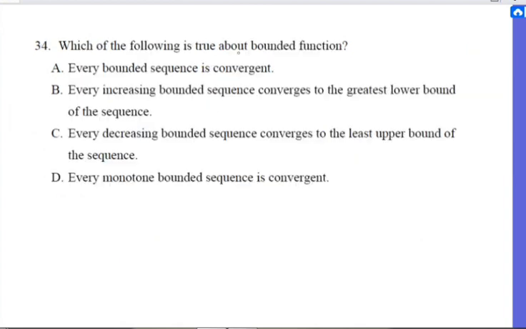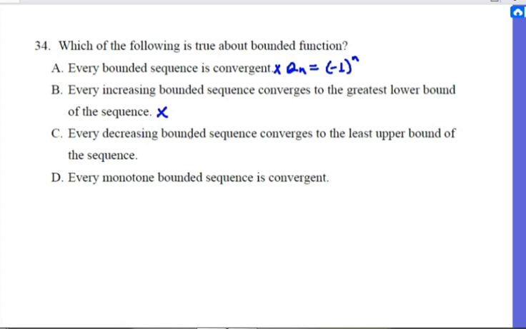Which of the following is true about bounded function? A: Every bounded sequence is convergent. This is false. For example, if I take a_n equals minus 1 to the power of n, this is bounded, but it's not convergent. The limit of this sequence does not exist, so this is wrong. B: Every increasing bounded sequence converges to the greatest lower bound of the sequence. This is wrong. Every increasing bounded sequence must converge to the least upper bound, not the greatest lower bound. So B is false.